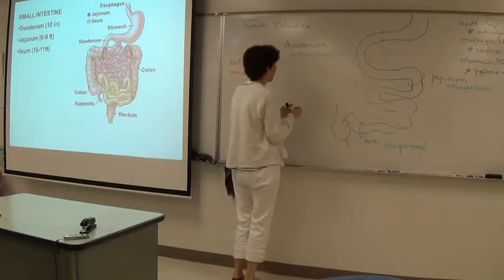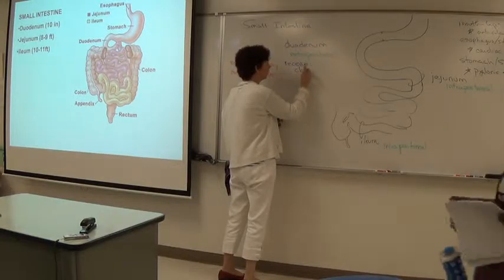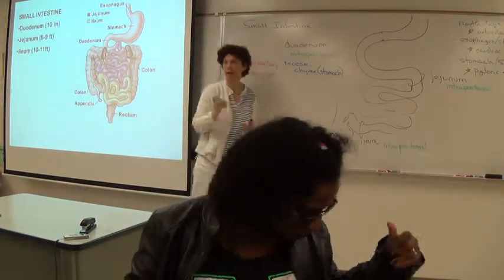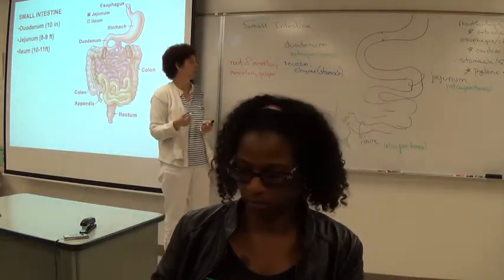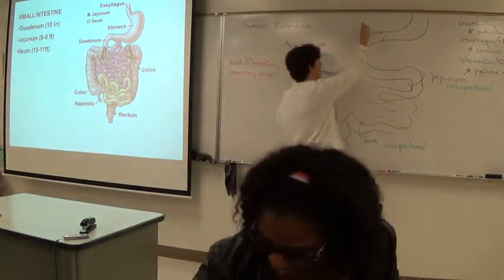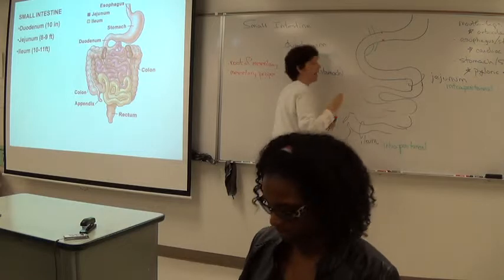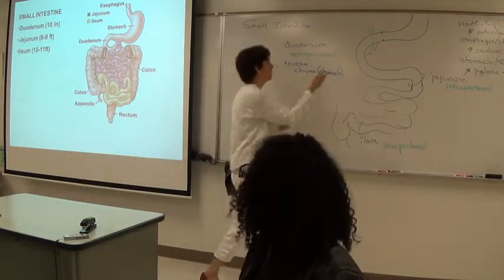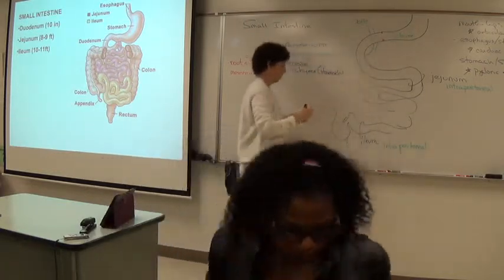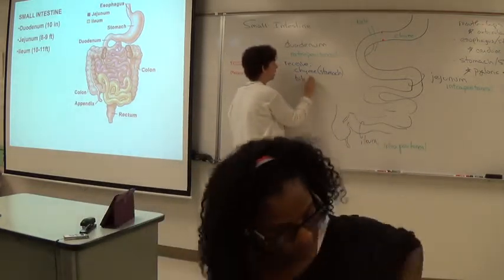Okay? So it's going to receive chyme from the stomach. That's what we call the mechanically digested food from the stomach. As we'll see later today, it's going to receive bile salts from the liver. And we'll be looking at the purpose of bile salts in lab on Thursday.